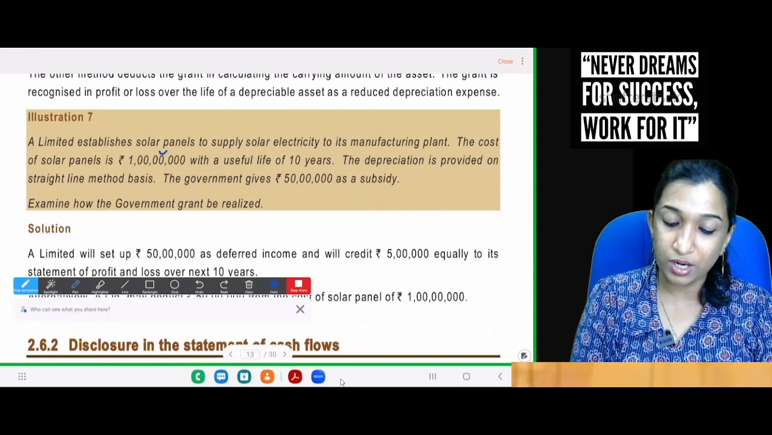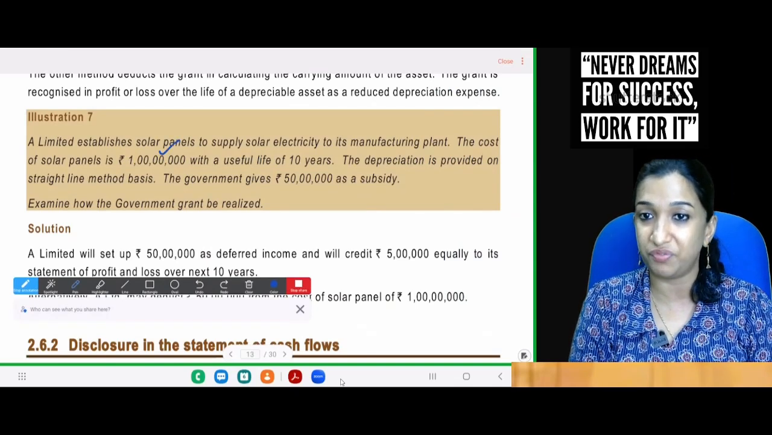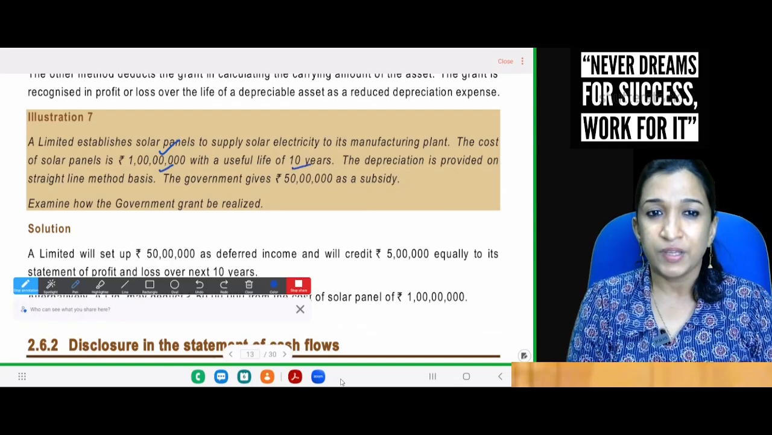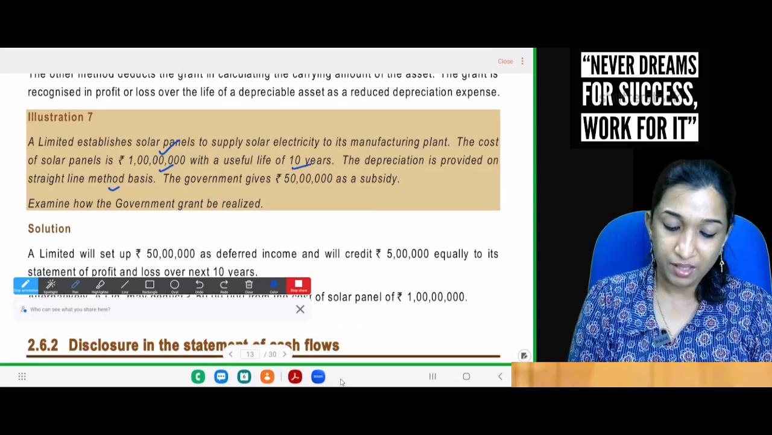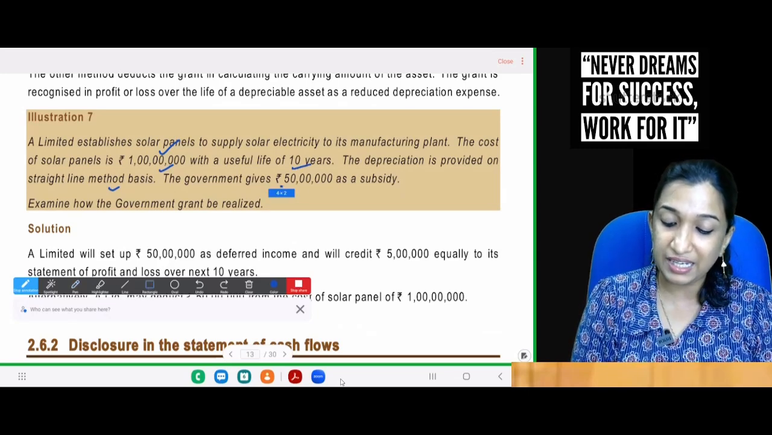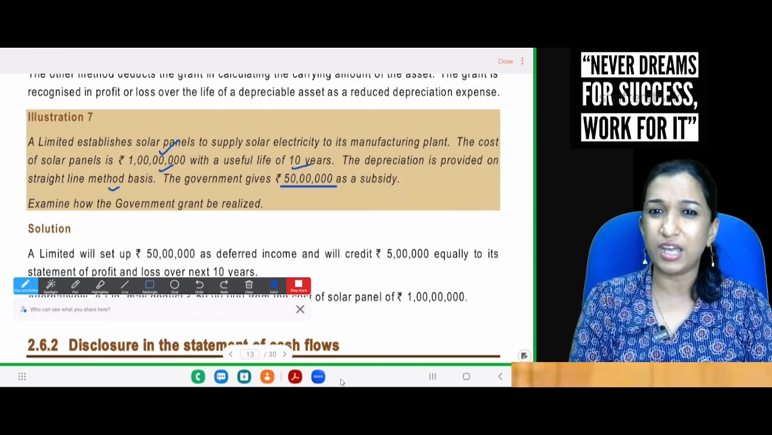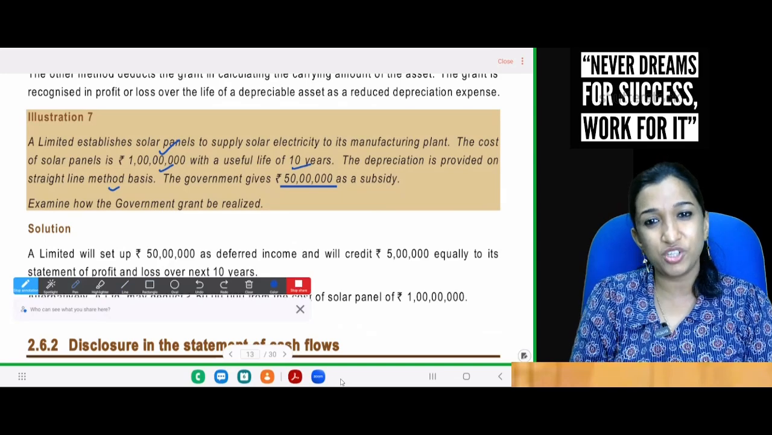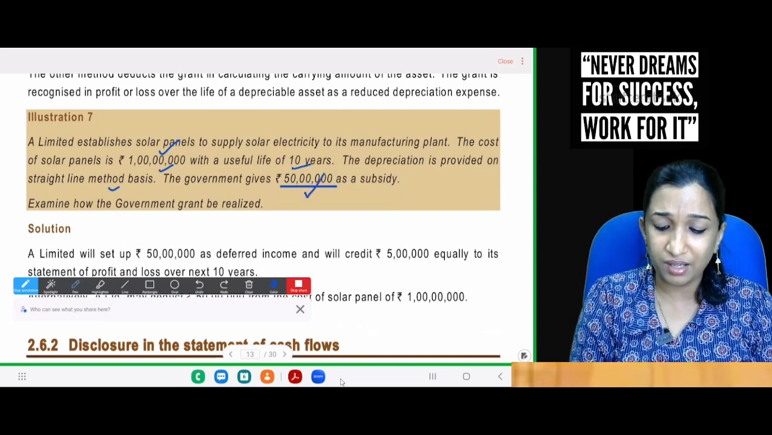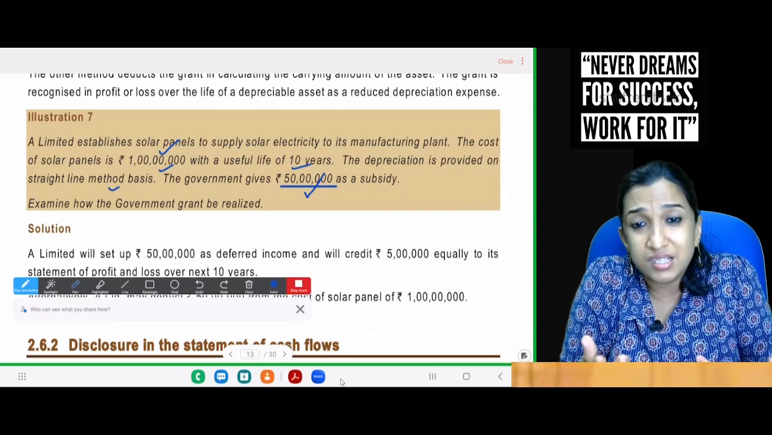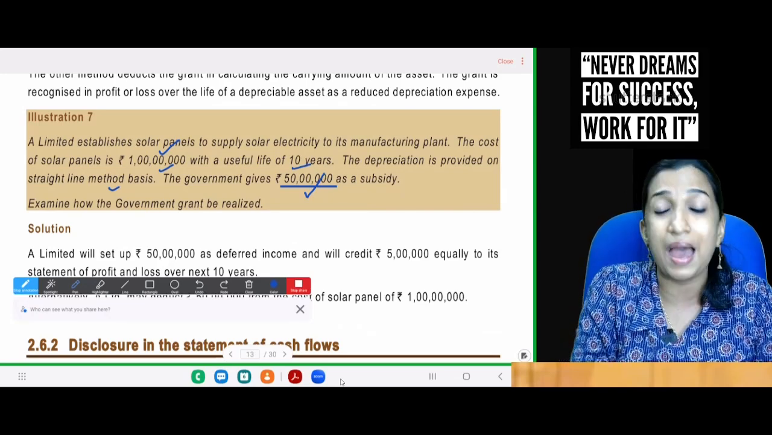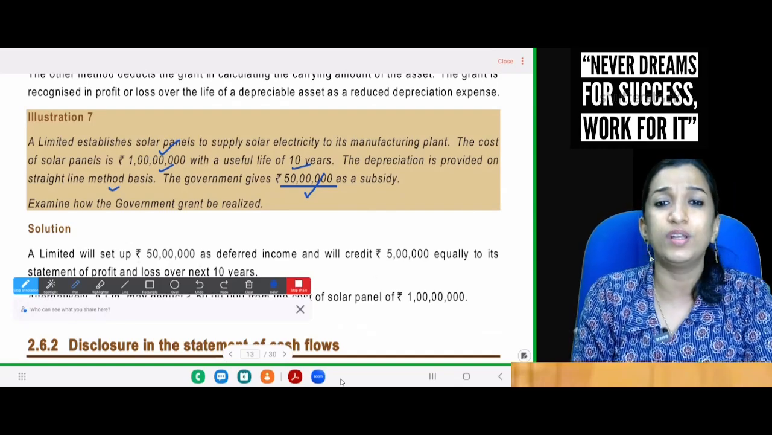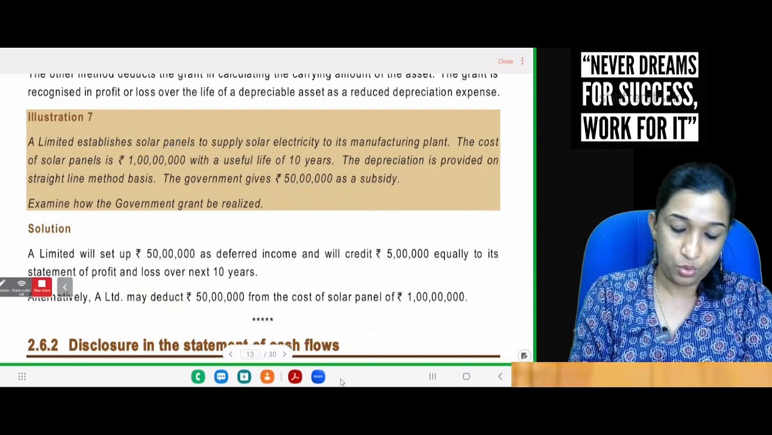A Limited establishes solar panels to supply solar electricity to its manufacturing plant. Cost of solar plant is 1 crore with a useful life of 10 years. Depreciation is on straight line basis. Government gives 50 lakhs as a subsidy. Solar panels being a depreciable asset, and you received 50 lakhs as the government grant, you either adjust it against the cost of solar panels and only the balance will be depreciated, or you can set up a deferred income and amortize equally to P&L over 10 years.